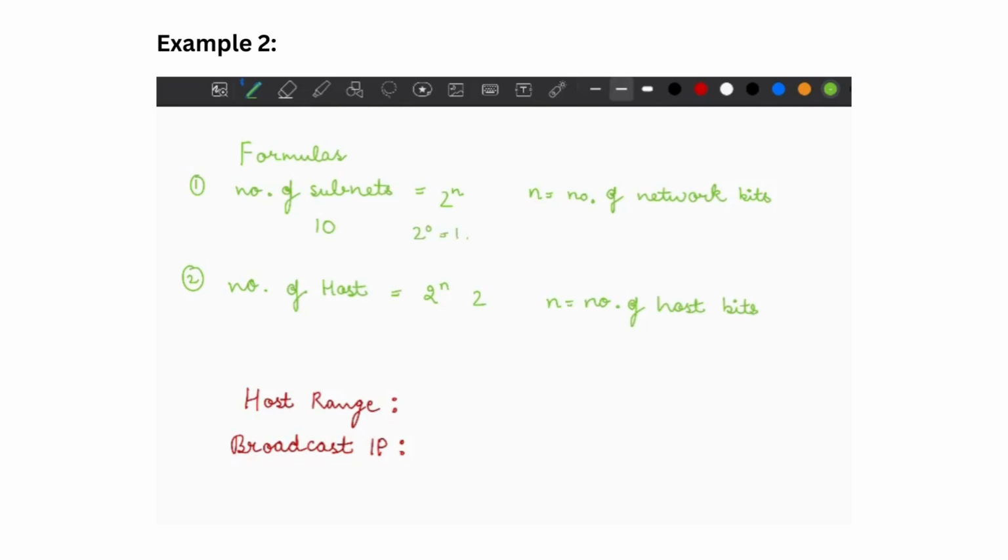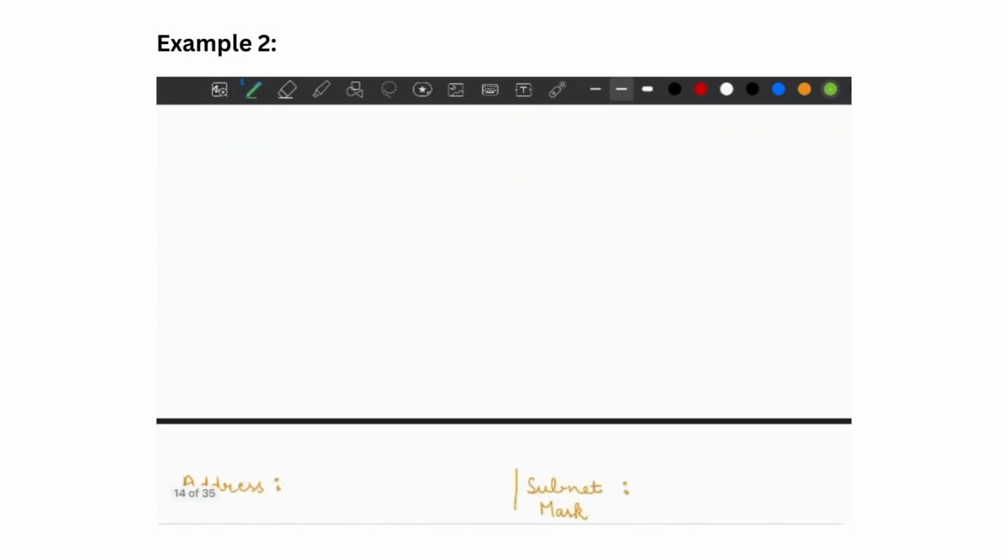So the power of 2 should be greater than 10. So 2 raised to the power 4 is 16, and 16 is greater than 10. So we found the number of network bits. So n is equal to 4. So now we are going to calculate the subnet mask.